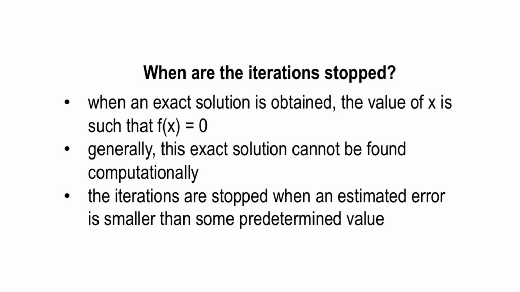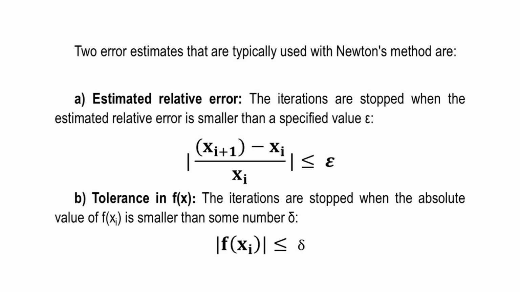A tolerance in the solution, as in the bisection method, cannot be calculated since bounds are not known. Two error estimates that are typically used with Newton's method are the estimated relative error. So here is the formula for the estimated relative error and the tolerance.